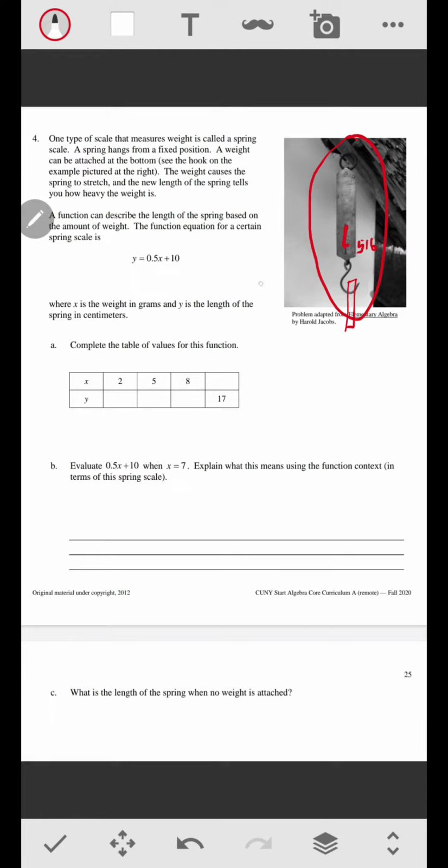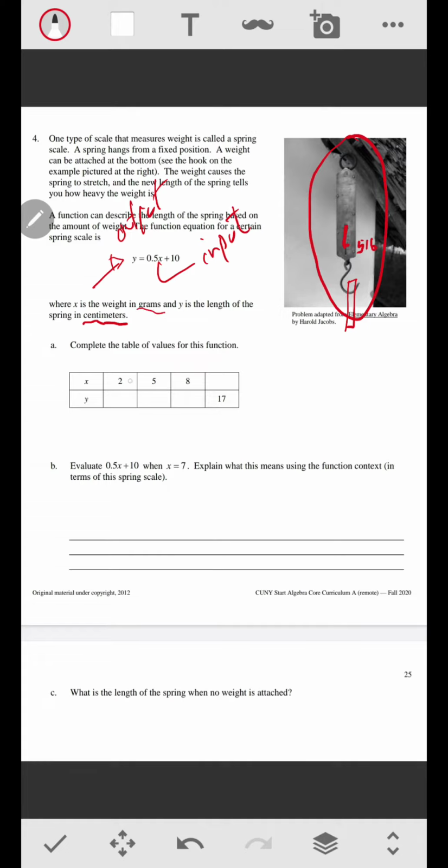So this is y = 0.5x + 10, and if you remember from the previous lesson, y is your output and x is your input, right? So y = 0.5x + 10 means we are multiplying 0.5 times x, plus 10, and we need to understand what our x is. So x is the weight in grams and y is the length of the spring in centimeters. The units are important, so centimeters and grams.